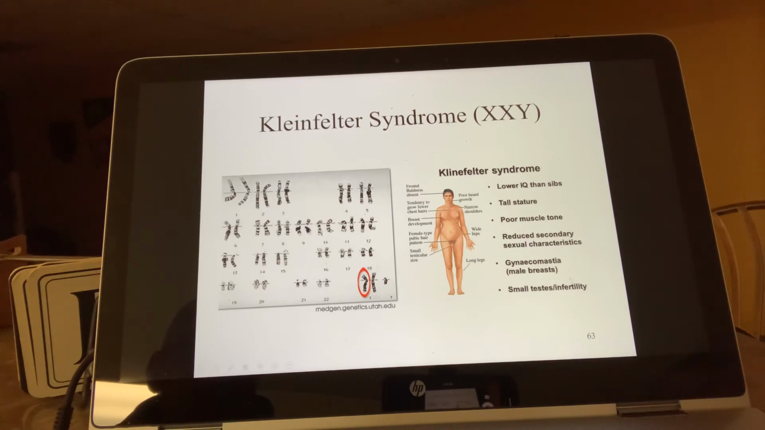What does that mean? That means the male sex characteristics don't develop normally at puberty. The testes seem to be small. They generally have infertility issues. They don't produce a lot of sperm. And because of that extra X chromosome, they sometimes can develop gynecomastia, which is a term for breast tissue formation in the male, which is obviously abnormal.